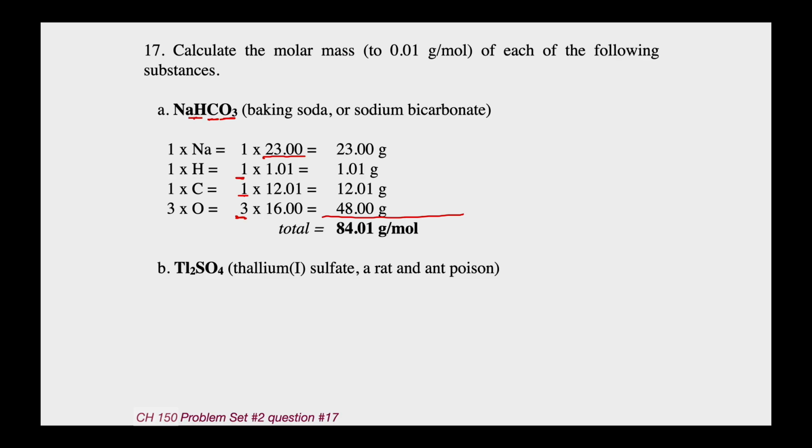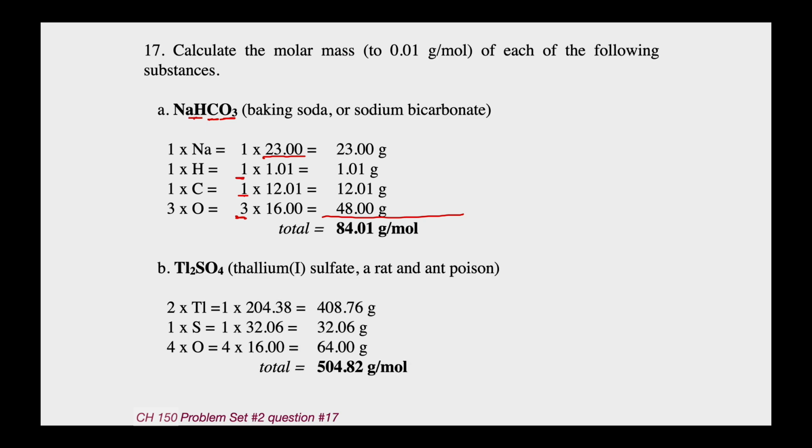In B, you're going to have 2 thalliums. You'll add that to 1 sulfur and 4 oxygens. And again, all these numbers you can look up on the periodic table. You certainly don't have to memorize any of them. You could tell that even I get the numbers wrong sometimes. But anyway, if you add these all up, 2 thalliums, and thallium's pretty big, plus the sulfur plus 4 oxygens, add them up, 504.82 grams per mole.